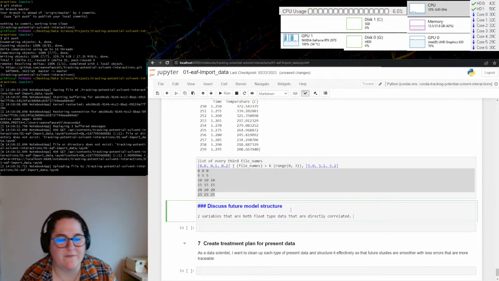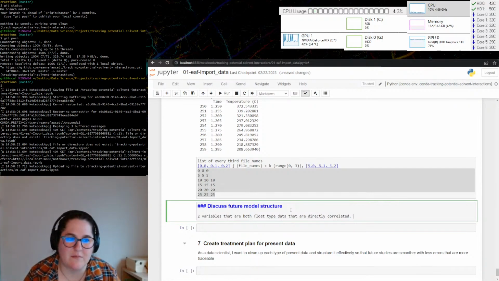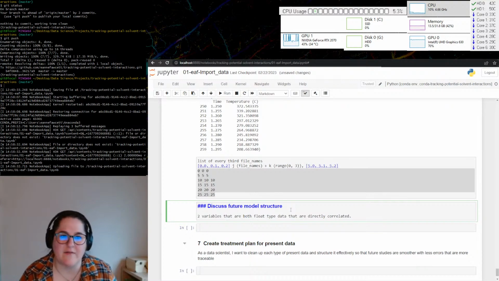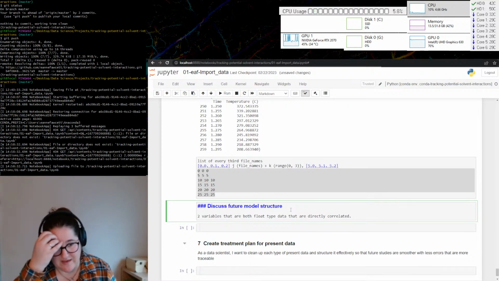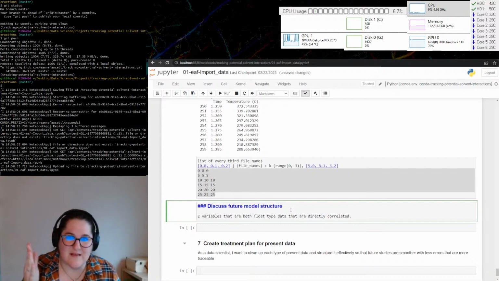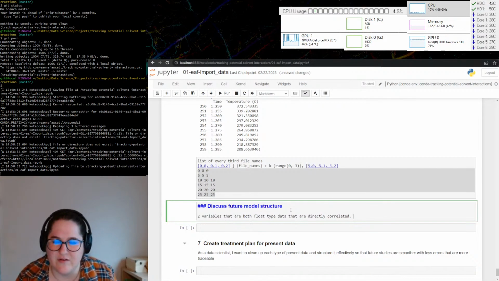Two variables that are both float type data that are directly correlated, meaning as time moves on, temperature will change. Will it go up or down? That's dependent on the amount of time that has passed. That is the design behind the particular type of experimentation that was completed, which was done using a gas chromatograph.